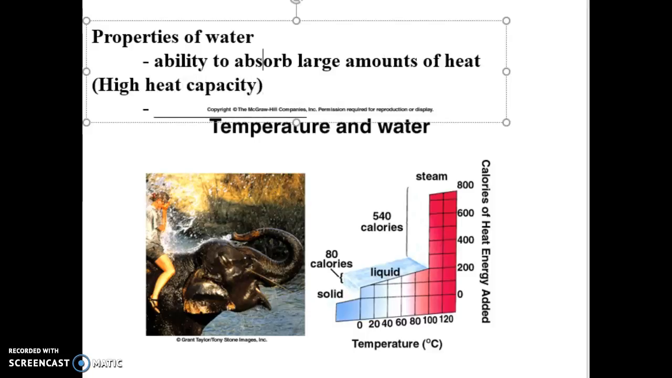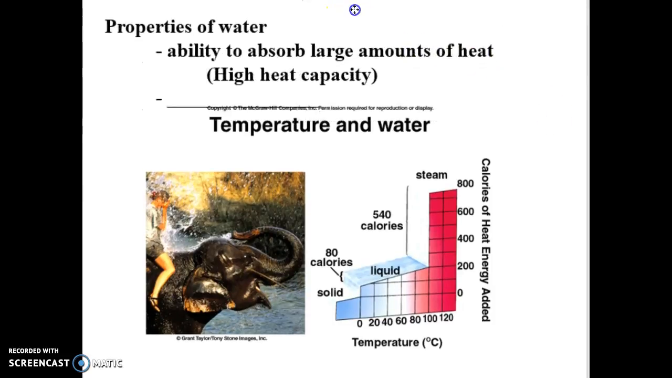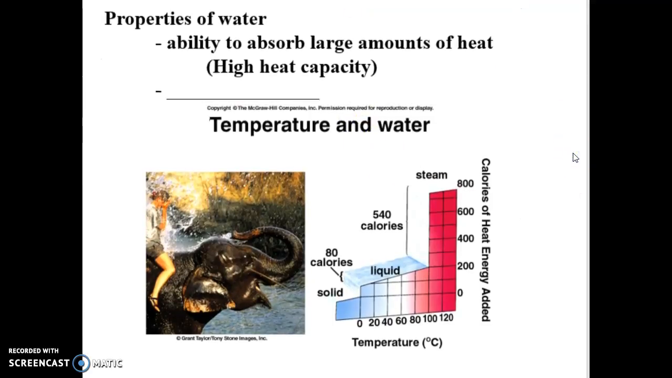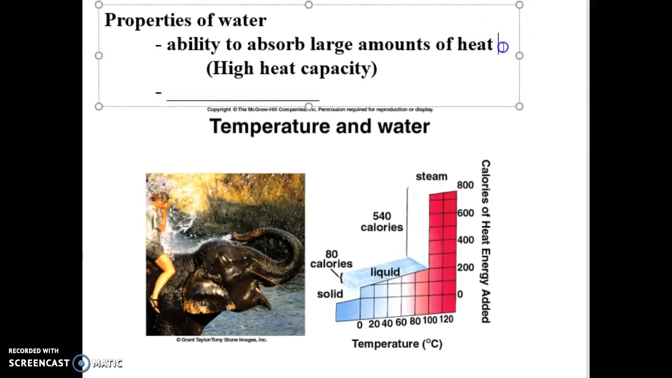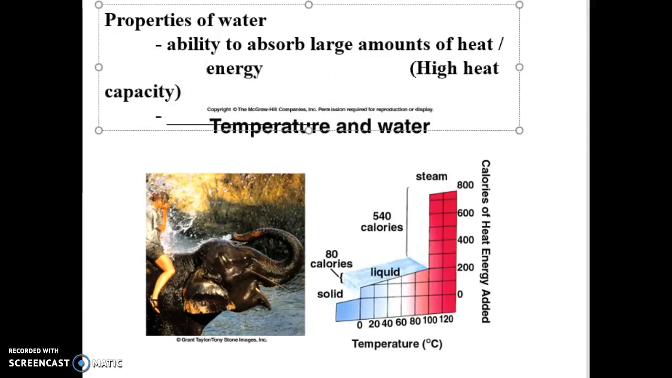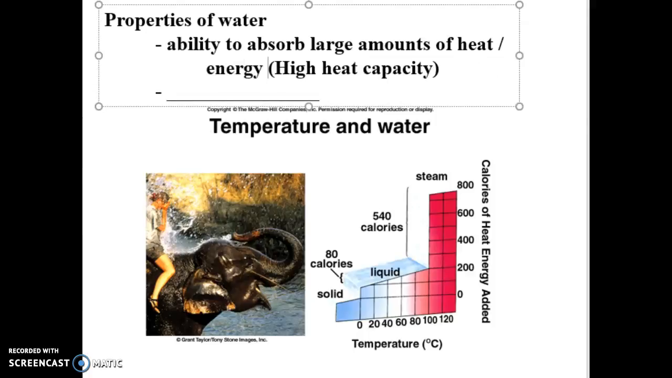Alright, so our first property of water is that water has the ability to absorb large amounts of heat, or we could say energy. That hydrogen bond can bring in a large amount of energy before water actually changes temperature, before it goes up a degree. In order to drop the temperature, though, you have to remove large amounts of heat or energy. Heat or energy has to be removed in order for water to go down in temperature.